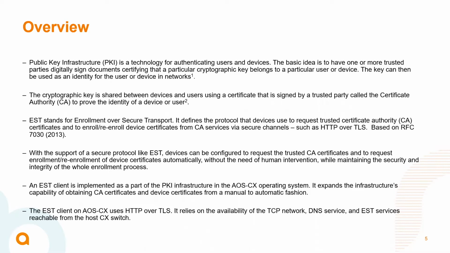So the certificate authority is this trusted entity that can help prove the identity of a device or user throughout the public key infrastructure. EST stands for Enrollment over Secure Transport, and it defines the protocol that devices use to request the Trusted Certificate Authority certificates. Sometimes you get a certificate chain with these devices, where you have the Certificate Authority certificate and then any intermediate Certificate Authority certificates as well, that all come in this chain to the switch.